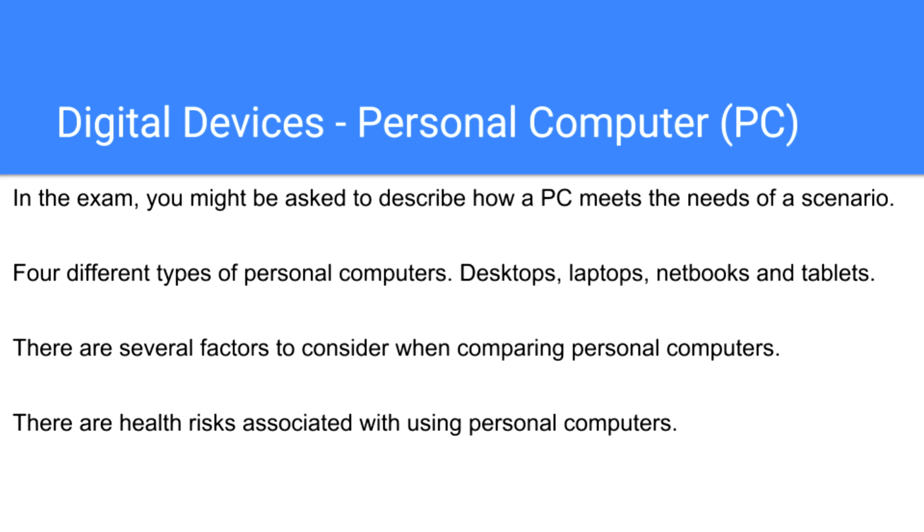The most important factors to consider when comparing personal computers are processor speed, RAM, storage, USB ports, battery life, connectivity, and their sound and graphics abilities. There are health risks associated with using personal computers. Eye strain, repetitive strain injury, and neck and back problems are all linked with computer overuse.